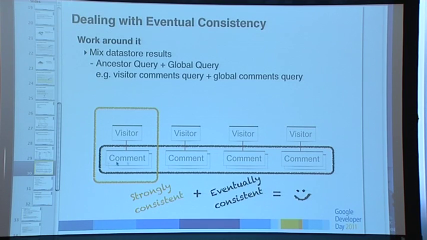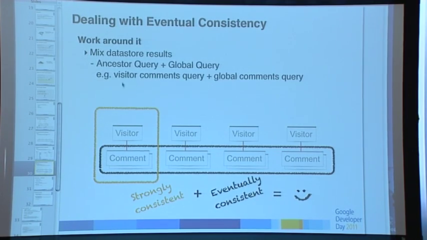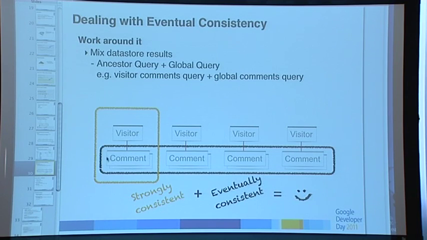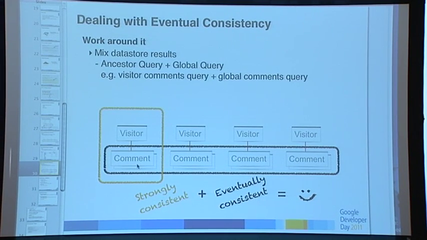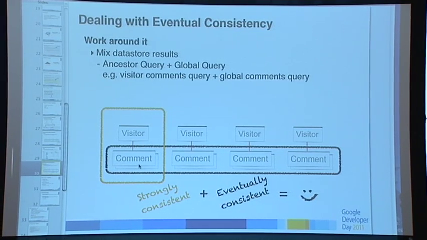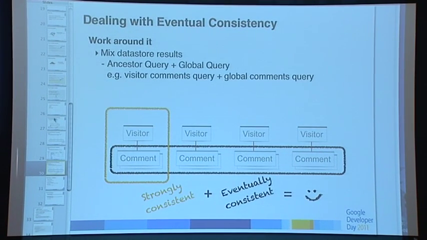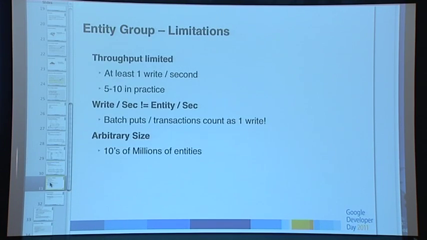So you do the global query, and then you do an ancestor query on the visitor's own entity group, so you can always get the latest comments that this guy is doing and mix them in with everyone else's comments, so you get an accurate view of the data. So this is another good strategy.